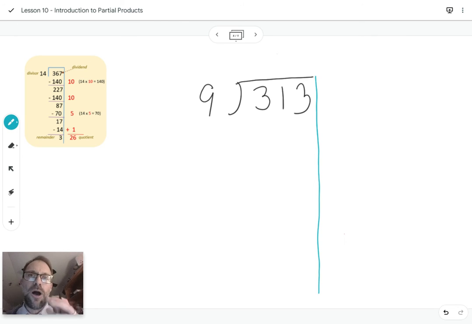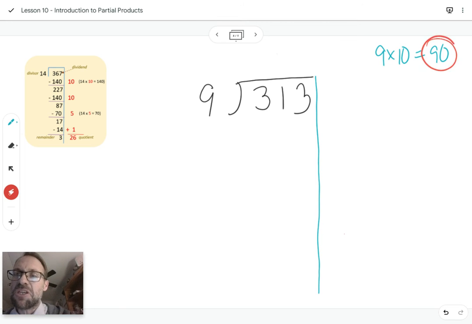I'm always going to start with a nice, easy, round number that I can multiply my divisor by. And you know what that number is? 10. 9 times 10. I know that. That's 90. So I'm going to write really quickly in the corner a nice little list. 9 times 10 is 90 is the first item on this list. Now, is 90, I ask myself, close to 313? Not really. I think I can pull more groups of 9 out of 313.